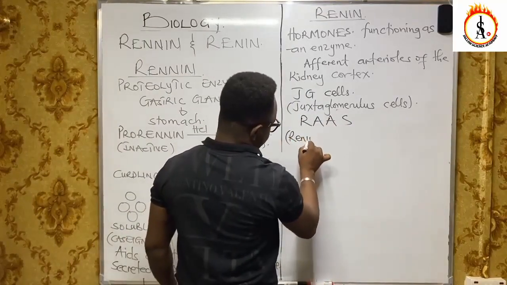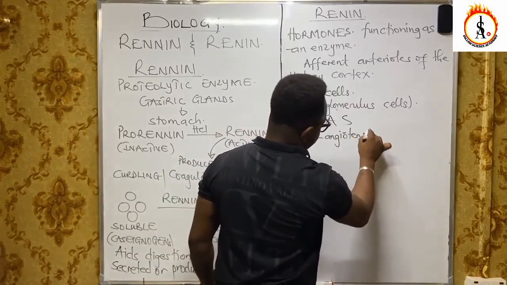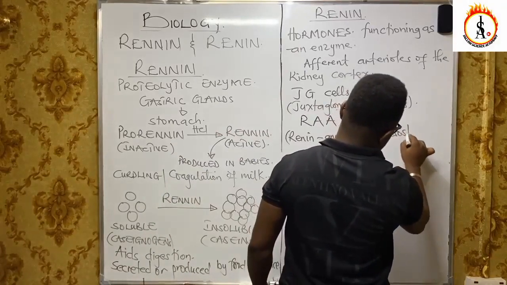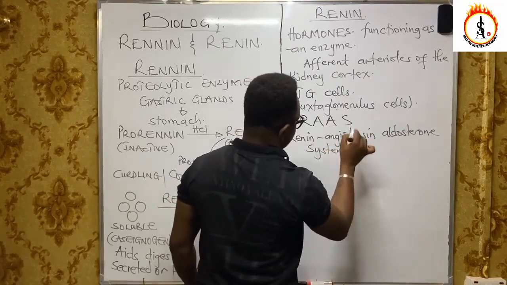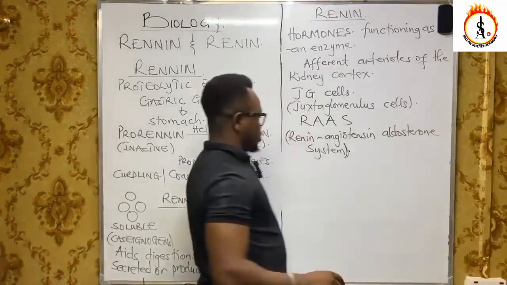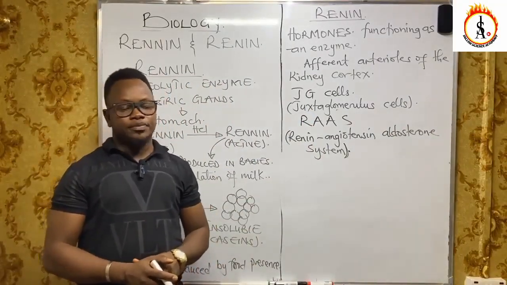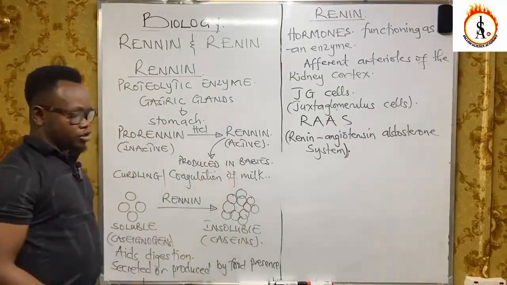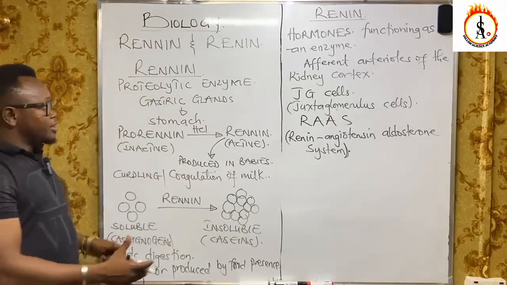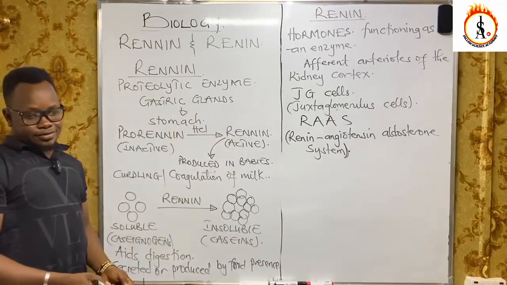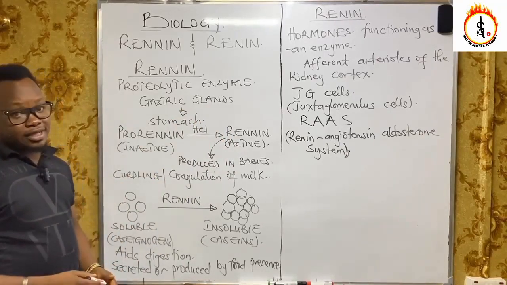This is called renin angiotensin aldosterone system. Now, how does this RAAS system operate? So I want you to take a screenshot of this, because I'm going to erase this, look at the RAAS system, and then we finally contrast renin and rennin, meaning rennin produced in the stomach and renin produced in the kidney.